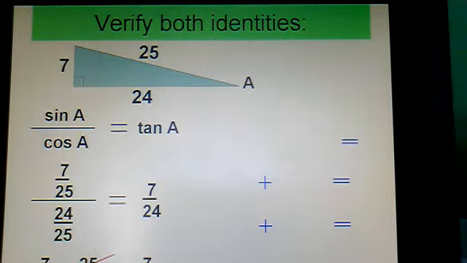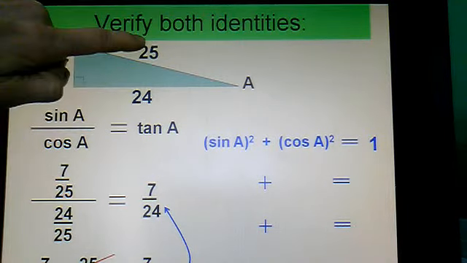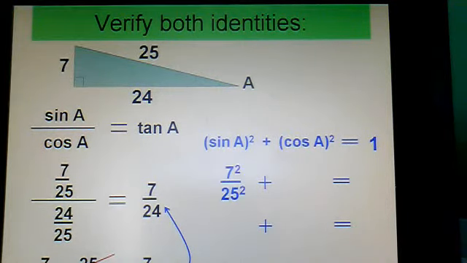Try the exact same thing, and it's going to be messy because you're going to have fractions on there with the second identity. So the sine of A in this case, squared, plus the cosine of A squared is equal to 1. So we're going to use the same sine of A here. It's opposite over hypotenuse again. That's the 7 over 25. And we're squaring each of those quantities.